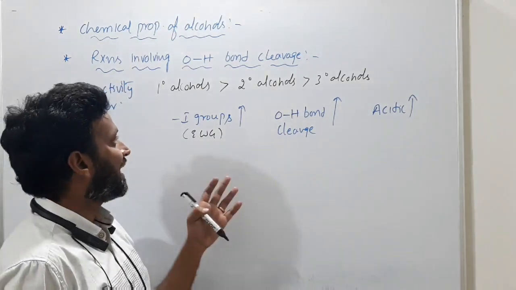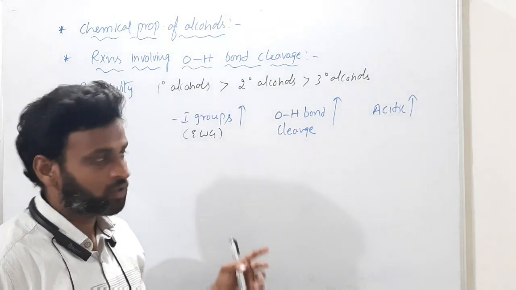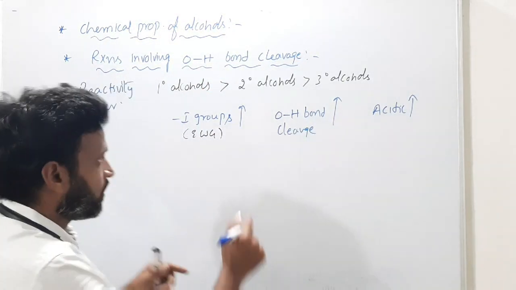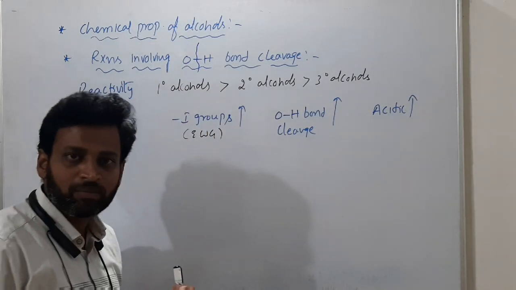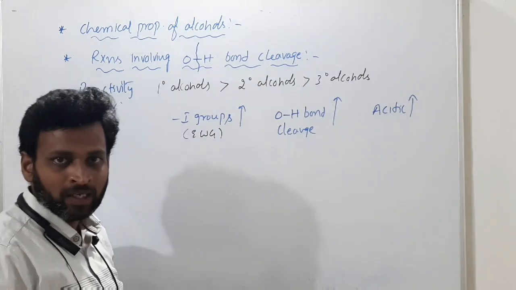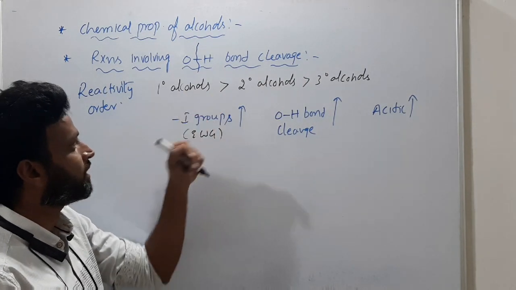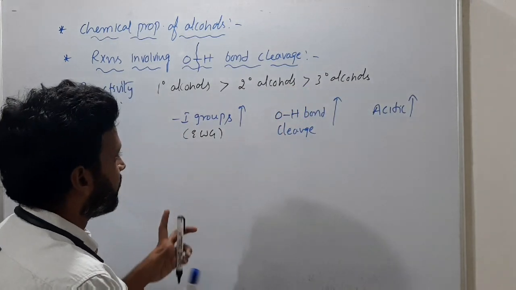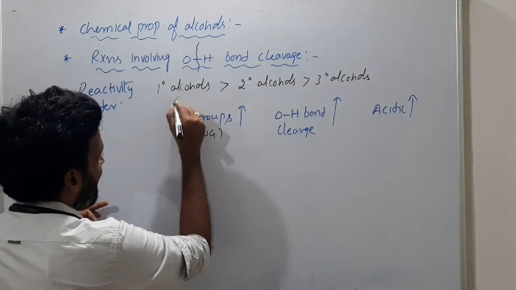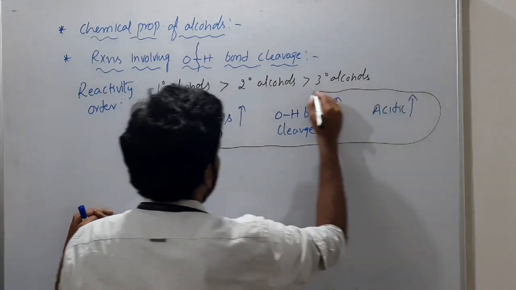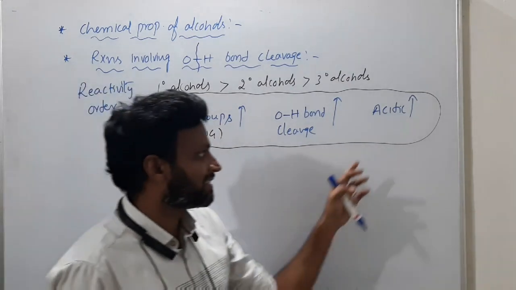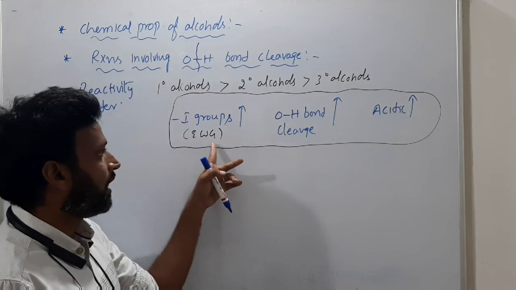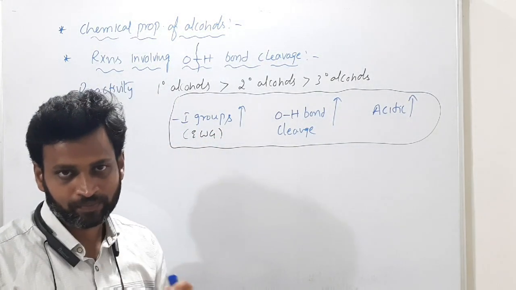Which alcohol can react faster towards OH bond cleavage? That means who can lose proton easily? OH bond broken means H plus donation. So who can lose H plus easily means primary alcohols, then secondary alcohols, then tertiary alcohols. As minus I groups increase, OH bond cleavage increases, certainly acidic character increases. Those minus I groups are called electron withdrawing groups.